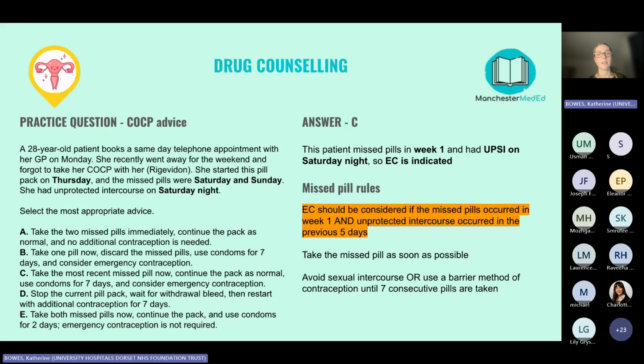You're advised to take the missed pill as soon as possible, and avoid sexual intercourse or use a barrier method of contraception for 7 days until 7 consecutive pills have been taken and you've re-established that protection there.